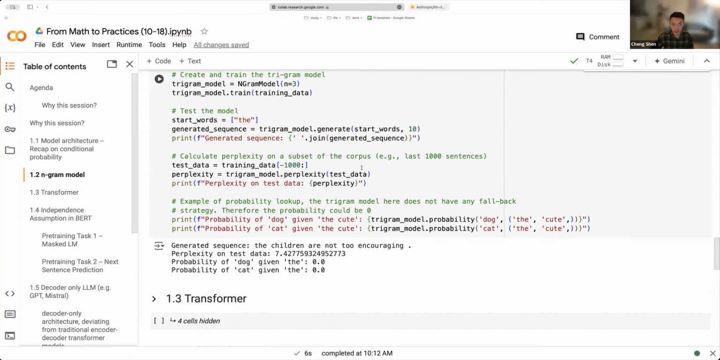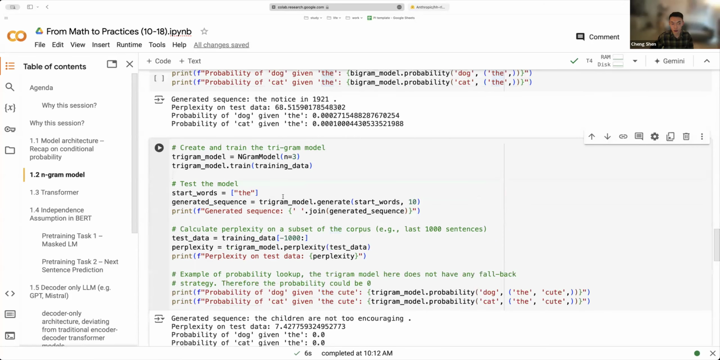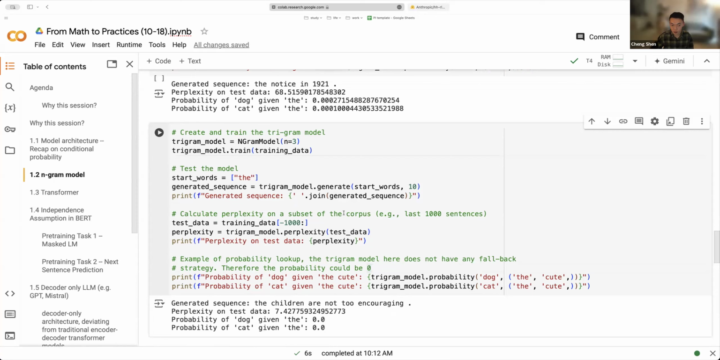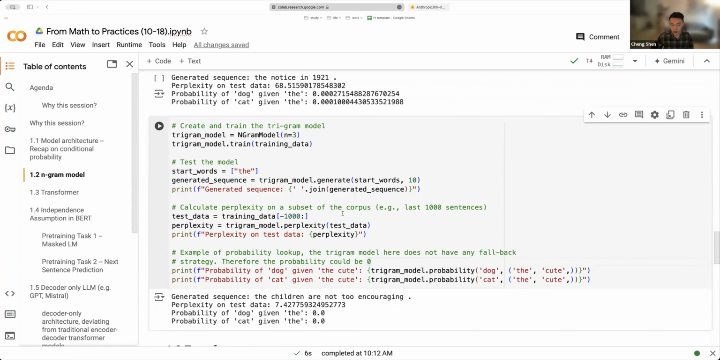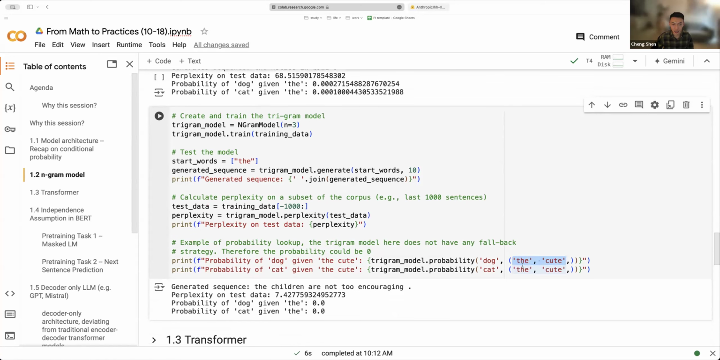This is a brief sample here, and we can also make a trigram model, which means every token depends on the previous two tokens, and we have a probability table to show the results. In this implementation, I don't have a fallback strategy, which means if the prefix, like "the cute," has never appeared in the training data, then the probability will be 0. So that's why for "the cute dog" and "the cute cat," the probabilities given are both 0, because they have never been seen in the data.